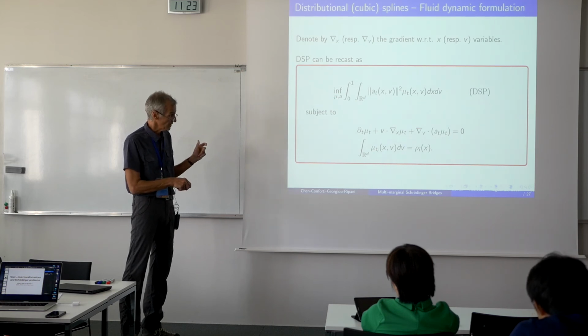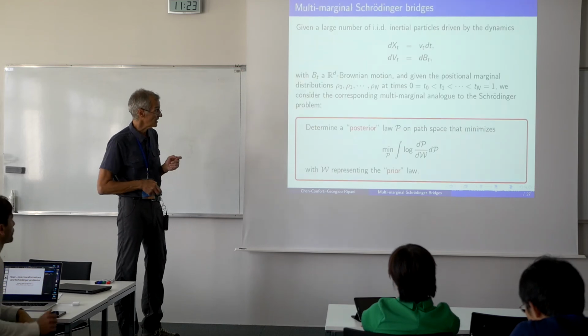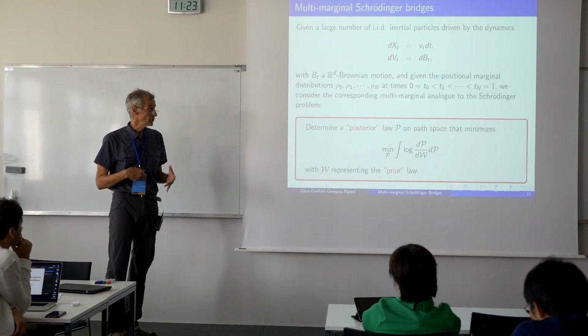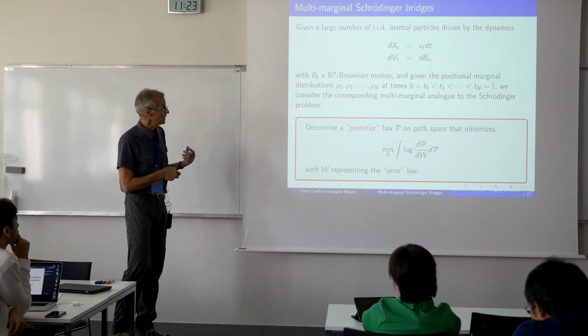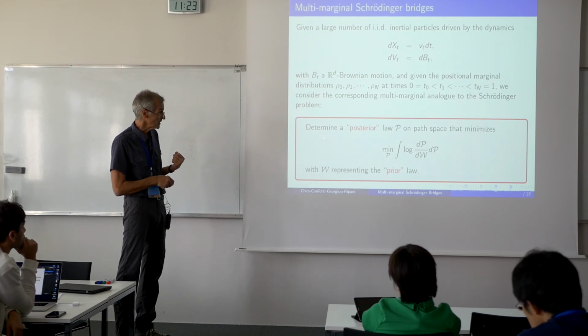So when you integrate against V, it has to be the rho i's at the position TIs, and you have the continuity equation here, which has acceleration as well. So A here is acceleration. Now we move on to the multi-marginal bridge problem, where you have the Brownian particles accelerating and the position here.